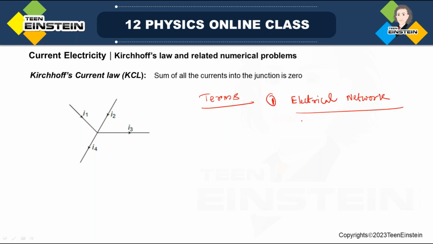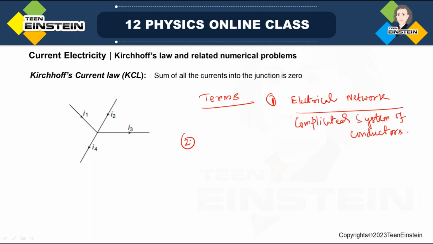Actually it is a complicated combination of conductors, I can say. It is a complicated system of conductors. That is actually an electrical network.